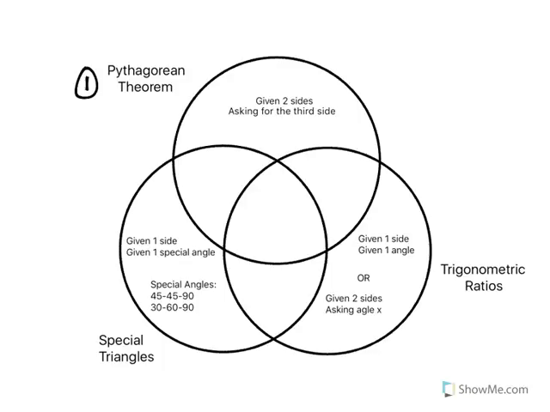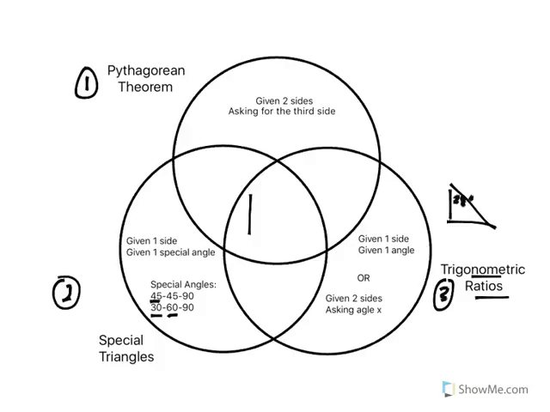So if we examine these three clues in order to solve triangles, we can see which one is different from each one. So in the Pythagorean theorem, we use the Pythagorean theorem when we are given two sides and a problem is asking for the third side. We use special triangles when we're given one side and one special angle. A special angle is 45, 30, or 60 degrees. And they ask us to solve for a side.